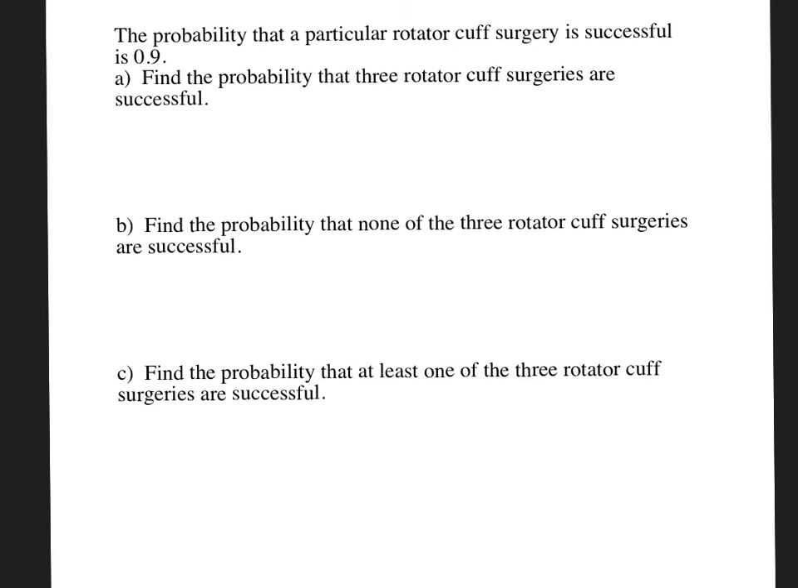What do we got next? Rotator cuff surgery. Apparently we're just doing surgeries. So it's the same kind of thing. Find the probability that the 3 rotator cuff surgeries are successful. Again, you have a 0.9 probability for success. So 0.9 for the first times 0.9 for the second times 0.9 for the third, right? Because they are all independent of each other. So it is 0.729.